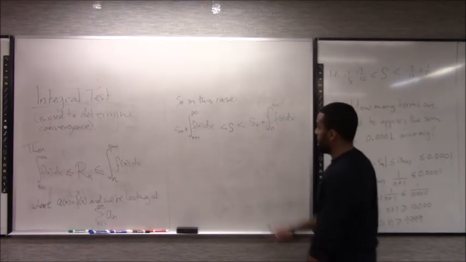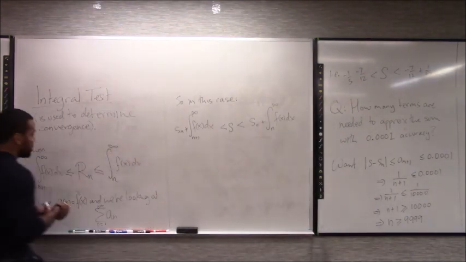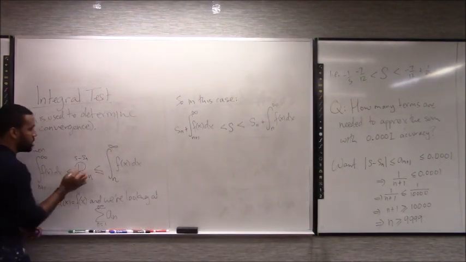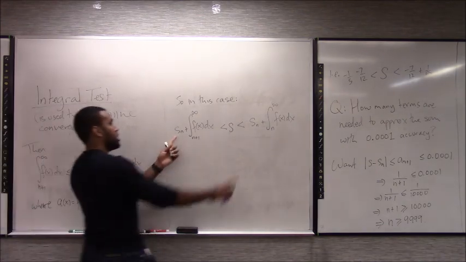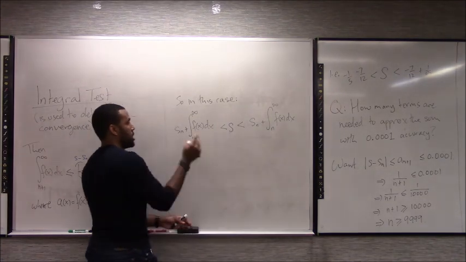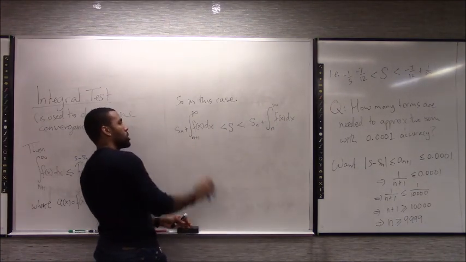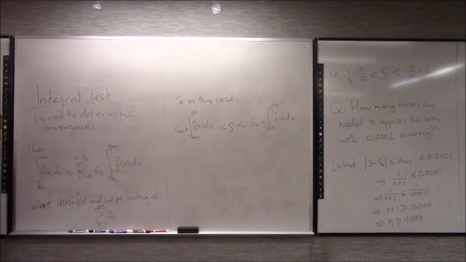So remember your Rn, this makes sense because your Rn is equal to S minus Sn, and so I can add Sn to both sides, and I get this. So the actual answer is going to be between these two values. If you add up the first n terms, add to it the integral from n onwards, and the integral from n plus 1 onwards, those are the upper and lower bounds for your series, and that will actually approximate your series to a certain number of terms.